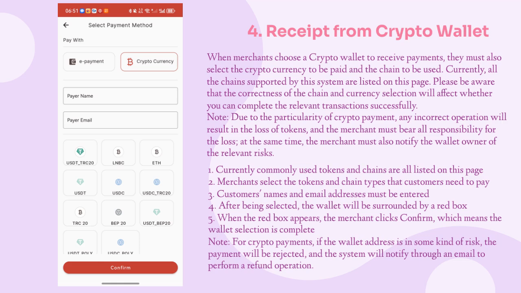1. Commonly used tokens and chains are listed on the page. 2. Merchants select the tokens and chain types. 3. The payer's name and email address must be entered. 4. After selection, the wallet will be surrounded by a red box. 5. After the merchant clicks confirm, the wallet selection is complete.